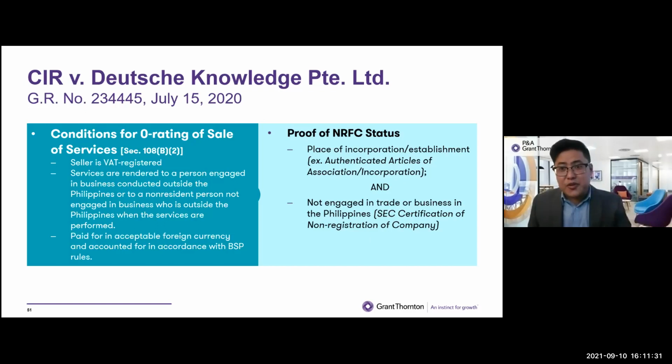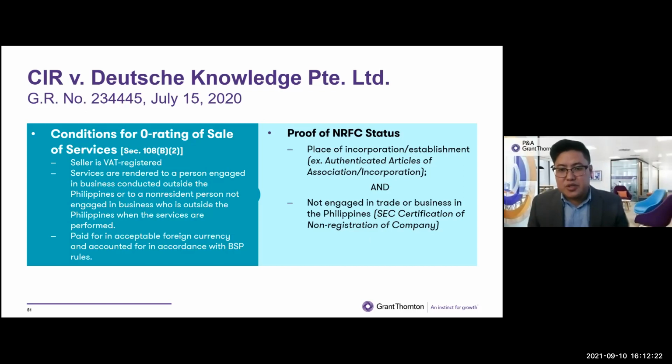So the CIR further questioned, in this case, that Deutsche failed to present proof that it is rendering service to non-resident persons or to those engaged in business outside the Philippines. However, unfortunately for the CIR, it was already found at the CTA level that Deutsche already presented proof of NRFC status of its clients. Which is why the Supreme Court reiterated that when it comes to proof of non-residency of the client, especially because in IT BPM we are rendering service to foreign clients, 2 things must be made.